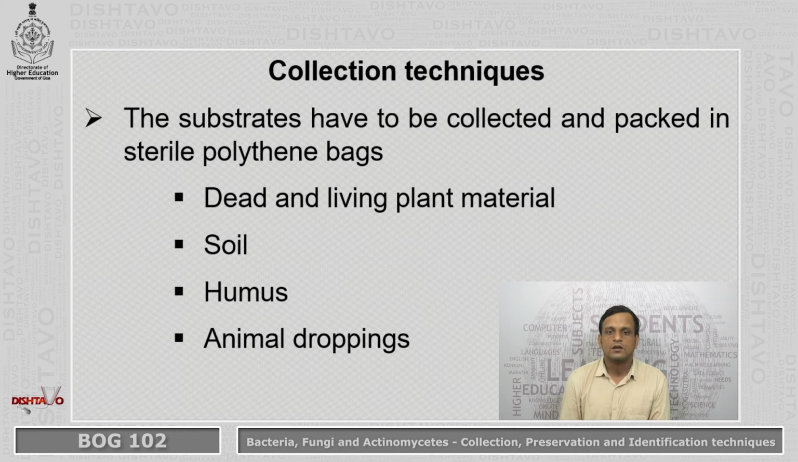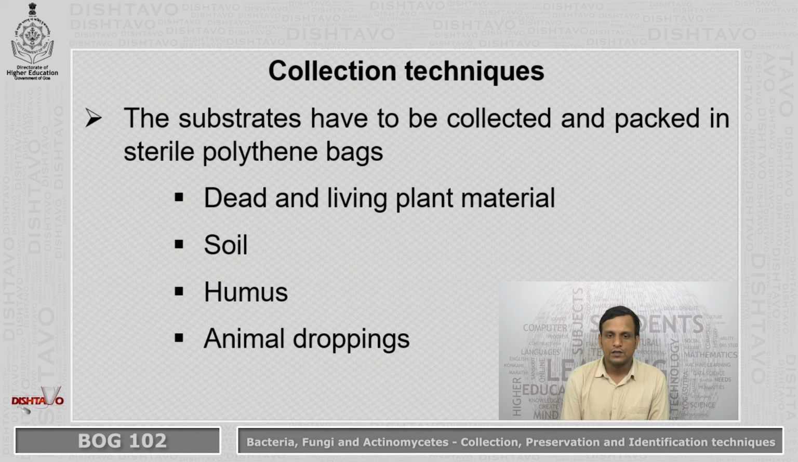Collection and techniques for fungi. Substrates which are collected for identification of mangrove fungi will be dead and living plant material. Fungi exist as degraders of litter, a major role they play in the environment. So they are also found in humus, they are also found in soil. Interestingly, they are also found as endophytes associated with living healthy plant tissue.